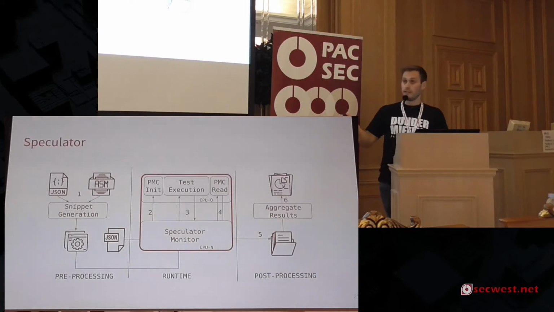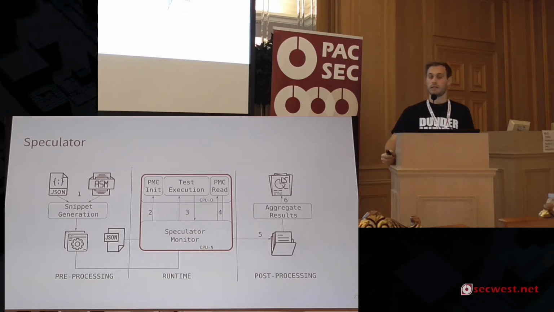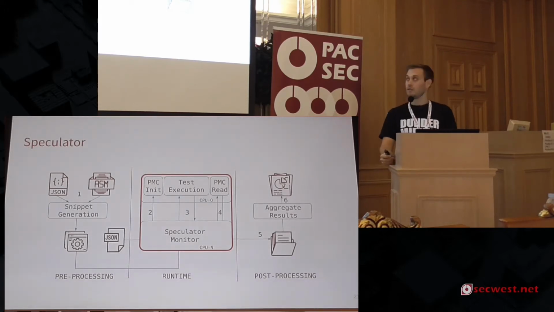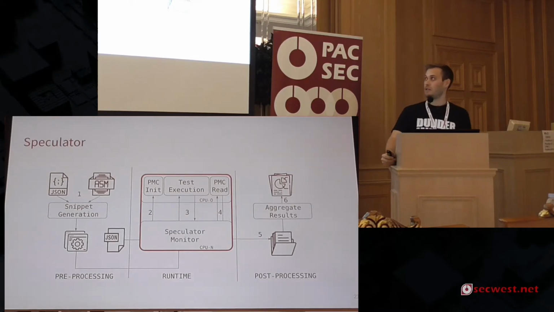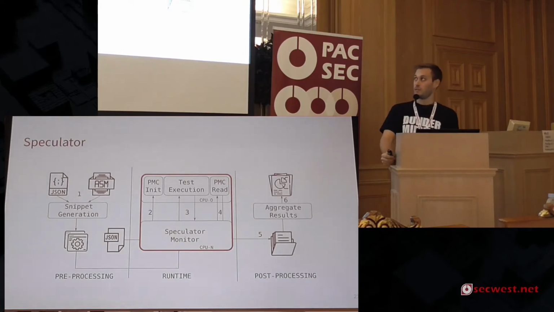During the runtime stage, what happens is that we provide a monitor, which is an orchestrator, which takes each one of the tests, and it has three different jobs. The first one, shown by the second arrow, is to set up the counters for us. We have a JSON file where the counters we are interested in are defined, and the monitor will pick one of the CPUs and set the counters we are interested in for that specific CPU.